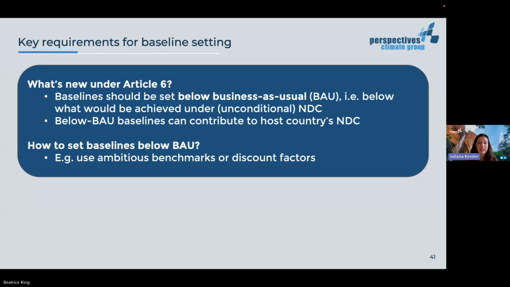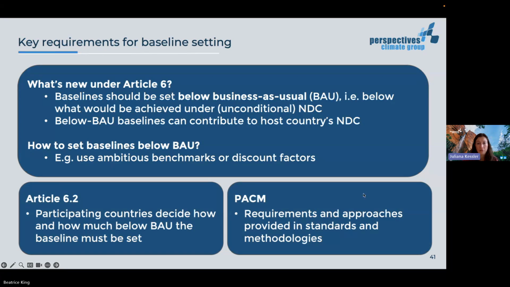Currently, what we see in practice is that it is done by, for example, using an ambitious benchmark or discount factors. But how you decide what discount factor to put depends also a little bit. Because under 6.2 it's really participating parties that decide how and how much below business as usual the baseline must be set. With the PACM, there are requirements and approaches that you need to follow to set the baseline below business as usual, and we will dive into those on the next slide.